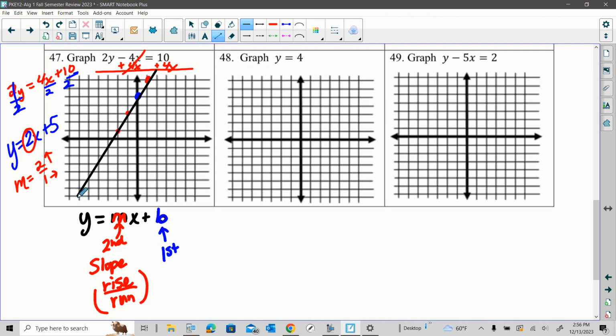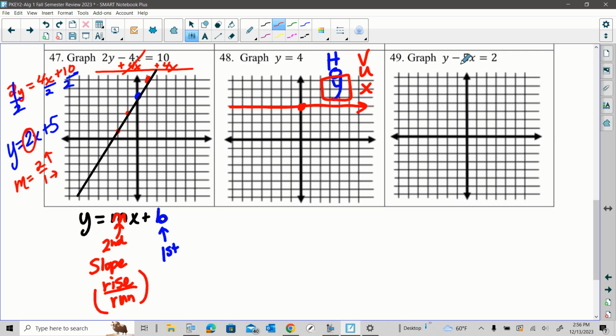Now hopefully on 48, we recognize our special types of lines, which are horizontal and vertical. This one has y equal a number, so it should be horizontal, H. So we have a point there, and we have a horizontal line going through the 4.